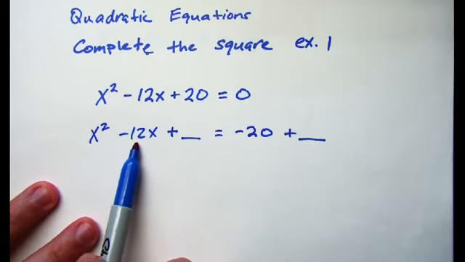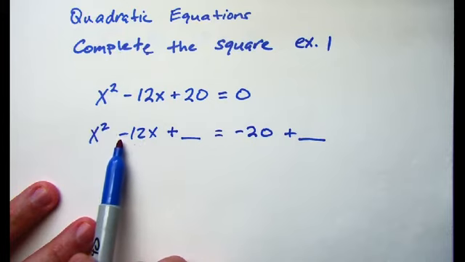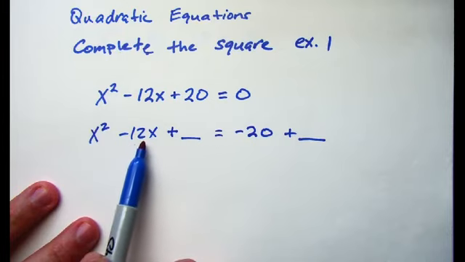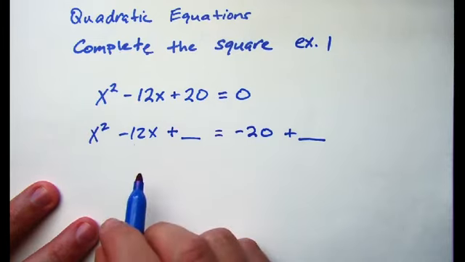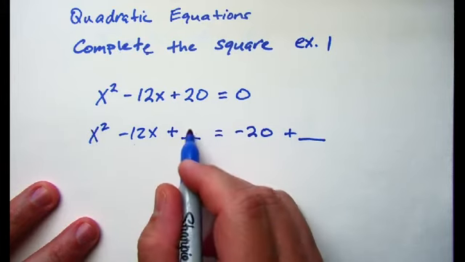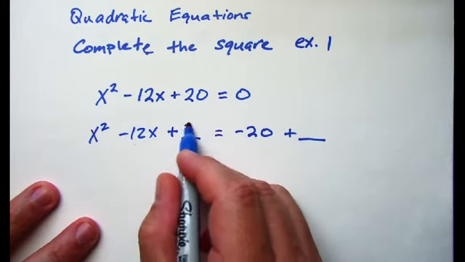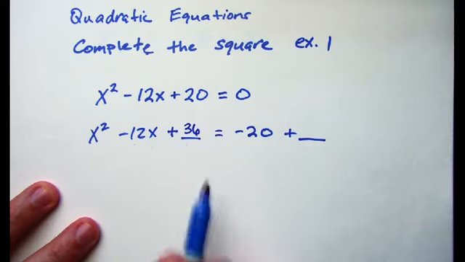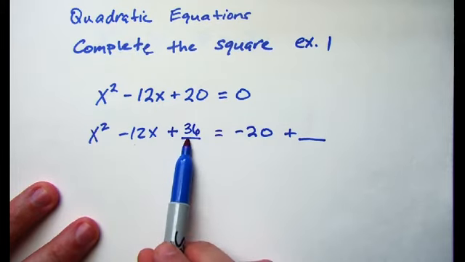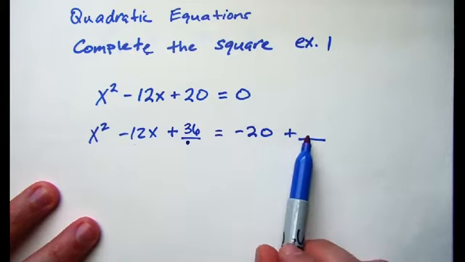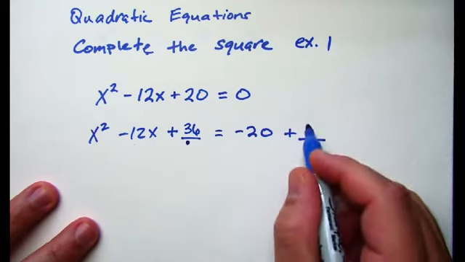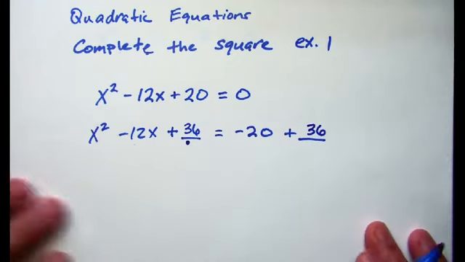Because you're squaring it, it really doesn't matter if it's positive or negative. So even though it's negative 12, I'm just going to say 12. Half of 12 is 6, and 6 squared is 36. So again, you half and square. Now, if I add 36 on this side, we can't just add something to an equation whenever we want, we also have to balance it, so we add the 36 to this side.